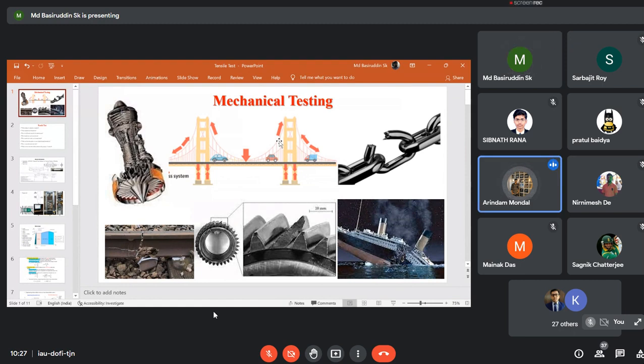So, wind tunnel test. It is partly used here, but we do not talk about the wind tunnel test. We will cover the specific, basic mechanical testing in this particular course.